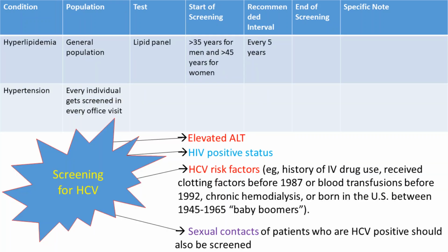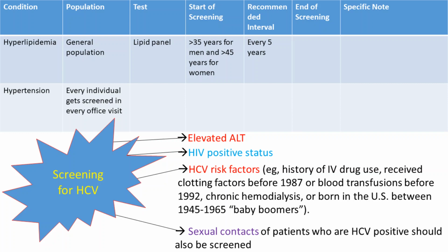Now we'll talk about hyperlipidemia. All the general population is screened for hyperlipidemia starting at the age of 35 years for men and 45 years for women. Testing is done with a lipid panel, and the recommended interval is every 5 years. Regarding hypertension, there is a rule that every individual gets screened in every office visit.